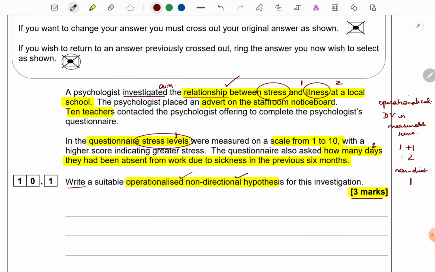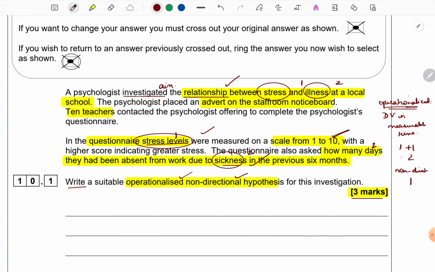However, why I have pointed out below is because we need operational definition. So stress levels is stated below and days of absence from work due to sickness. That is taken as operationalization of illness. So we will speak about stress levels and sickness rather than stress and illness because they want an operationalized hypothesis. Also, because it has to be measurable, we have to give how it has been measured or the terms of measurement as well. So stress levels has been measured in terms of a scale, and sickness has been measured in terms of number of days of absence.